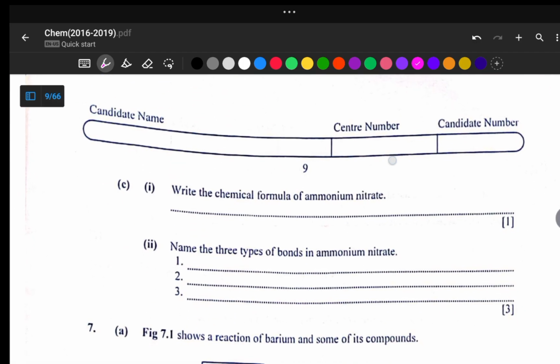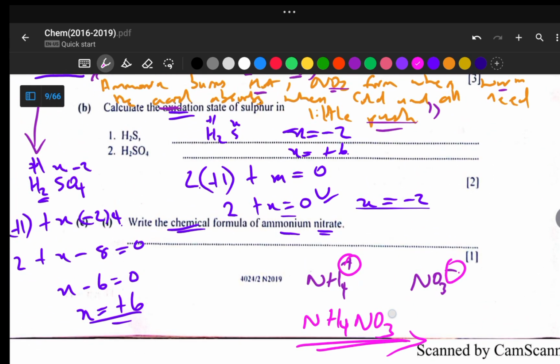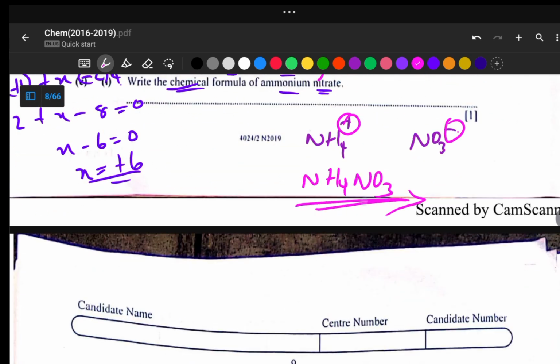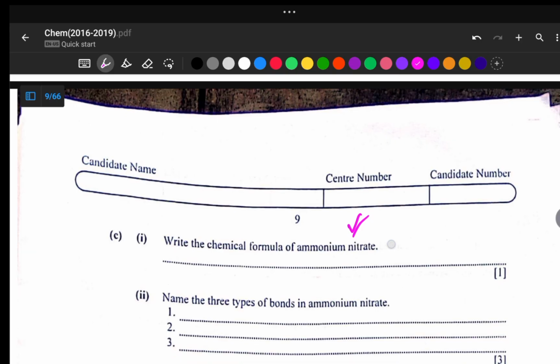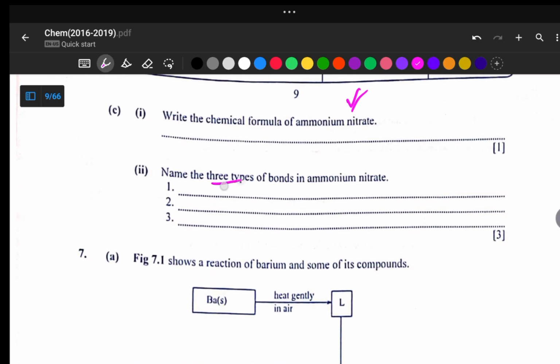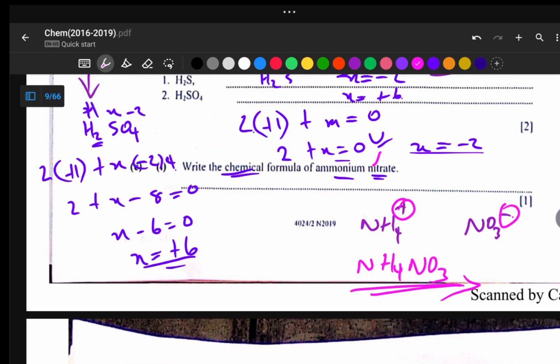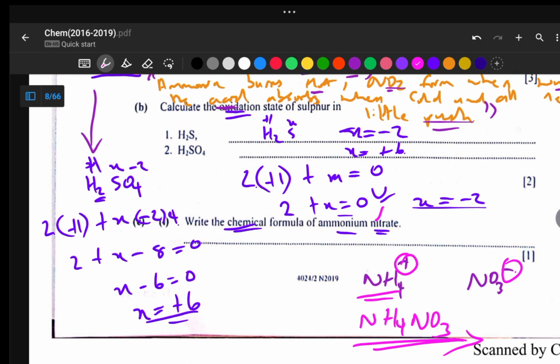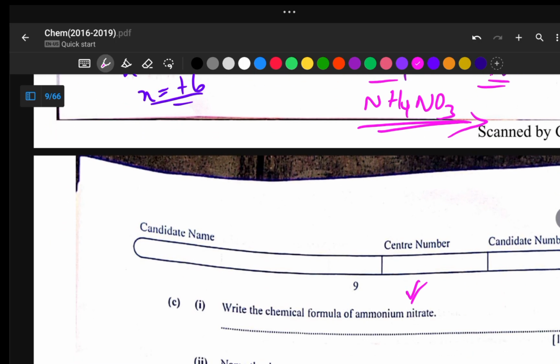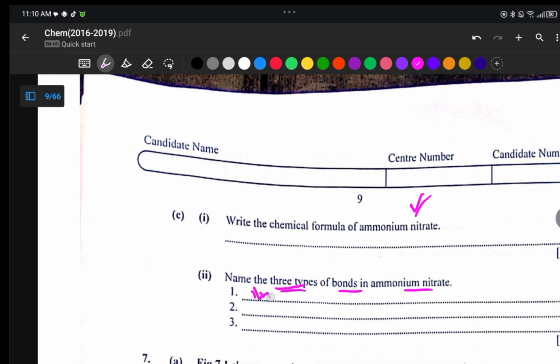And then the next question says name the 3 types of bonds in ammonium nitrate. So this one is a very, very difficult question for you guys. So in terms of charges, this one is an ionic bond. We are having this cation and then this polyvalent anion, right? So automatically this one becomes an ionic compound, the first one.